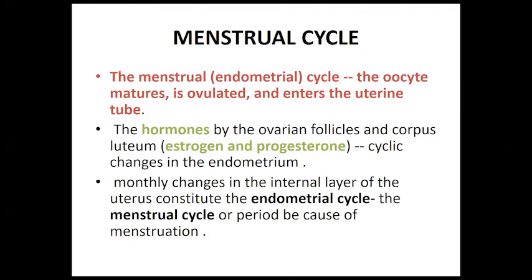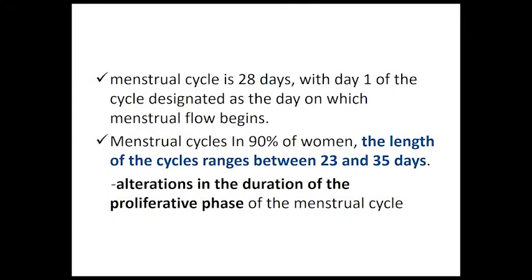Then this is the menstrual cycle, that is the effect on the endometrium. In the menstrual or endometrial cycle, the oocyte matures, is ovulated and enters into the uterine tube. The hormones start to produce estrogen and progesterone. Monthly changes act on the uterus. The first day is designated as the day on which the menstrual flow starts. The cycle is 28 days and the first day is considered as the day when the menstrual flow starts.